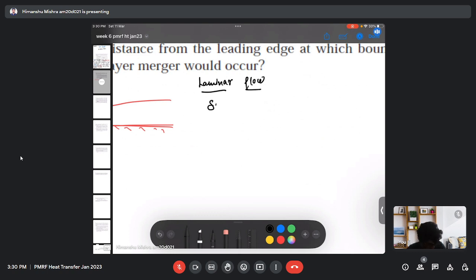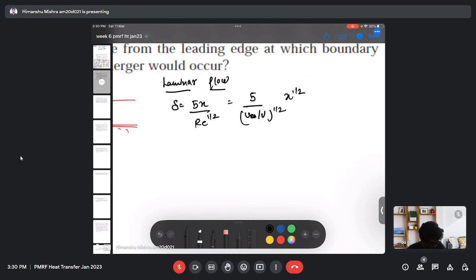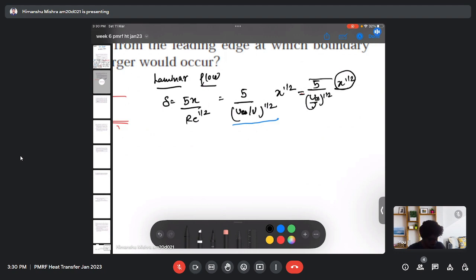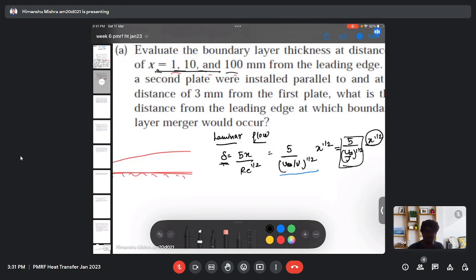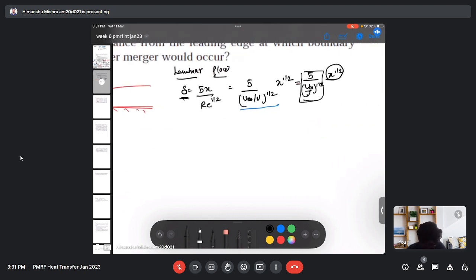So for the laminar case, we already found the relation of velocity boundary layer thickness, which is 5x over the Reynolds number to the power 1 by 2. So I expand my Reynolds number here. So this part is a constant, which means the thickness is proportional to x to the power 0.5. This part will remain constant always, and we need to put different values of x here to determine the different values of velocity boundary layer thickness. So let me evaluate this constant part.